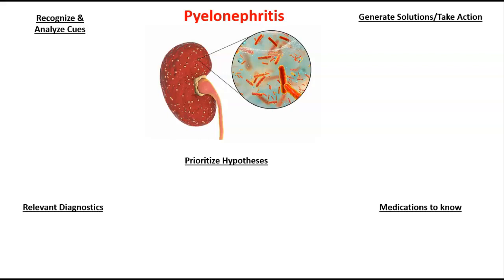So, prioritizing the hypothesis. Remember, urosepsis is a major complication. That's why if somebody has a bladder infection, we want to make sure that we treat that early and completely to prevent this moving up and becoming pyelonephritis. And it can also lead to altered urinary elimination.